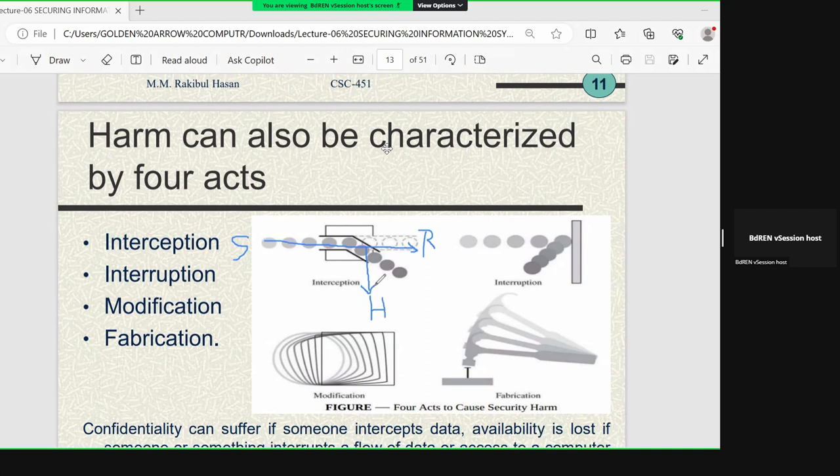Tapping. I told you the phone call tap, isn't it? Two persons are having a conversation and somehow a hacker hacks the thing and traps the signal, okay? So this is called nothing but interception. Is that clear to you, interception?